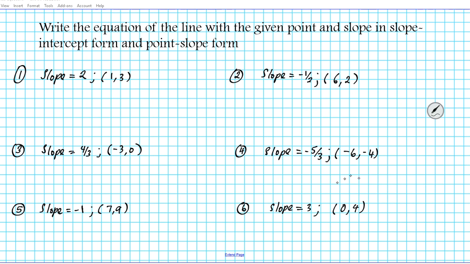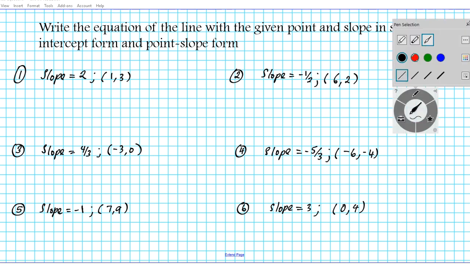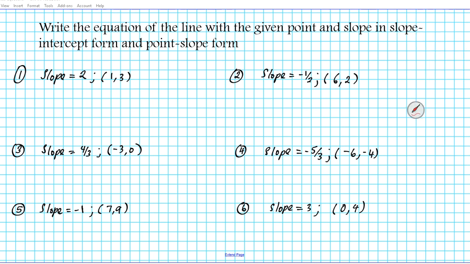Alright, so hopefully you had a chance to try out the problems. We're going to go ahead and write down the answers. So in our answers, we're going to write down the point-slope form first, and then the slope-intercept form second. Okay, so for number 1, the point-slope form is y minus 3 equals 2 times the quantity x minus 1, and the slope-intercept form is y equals 2x plus 1.